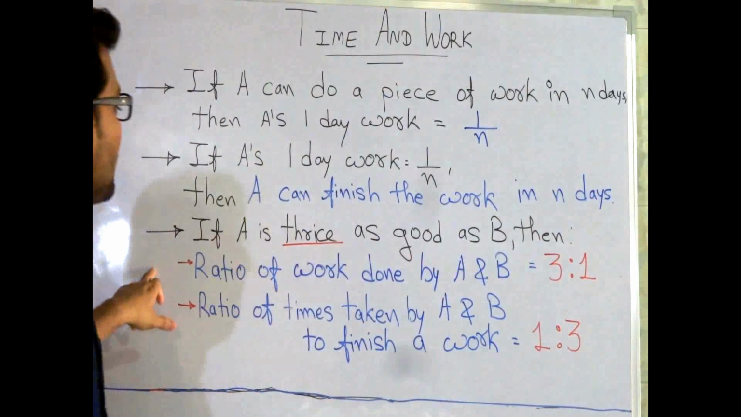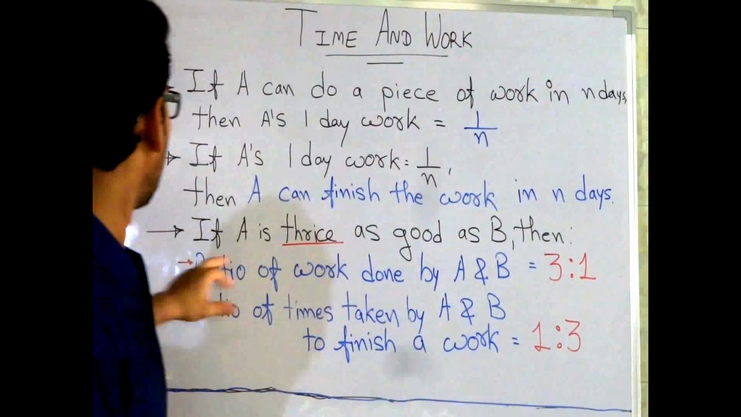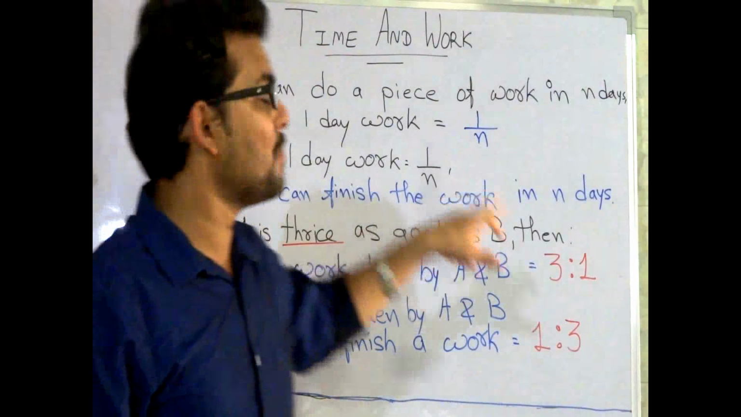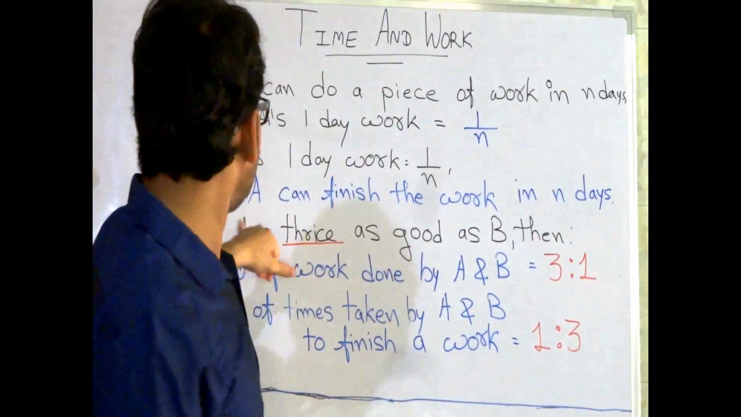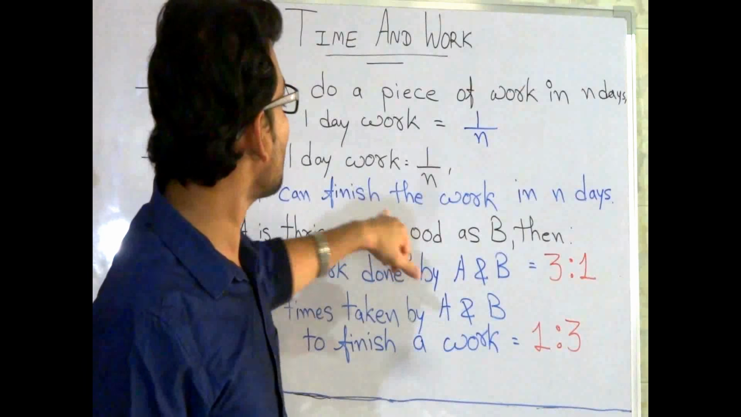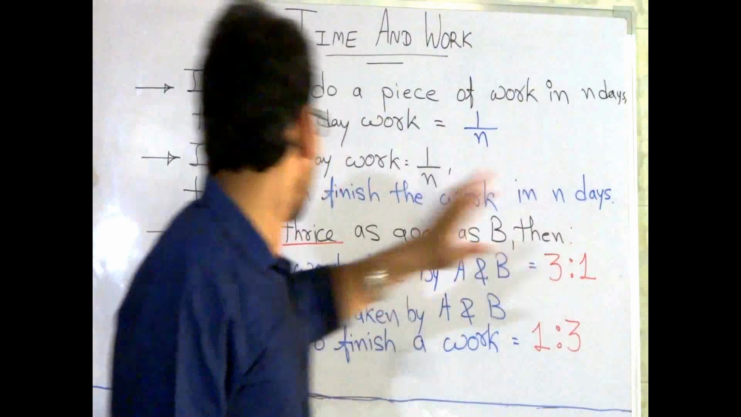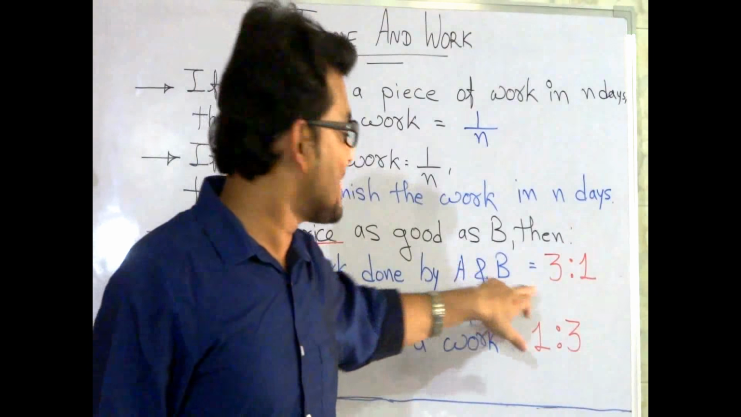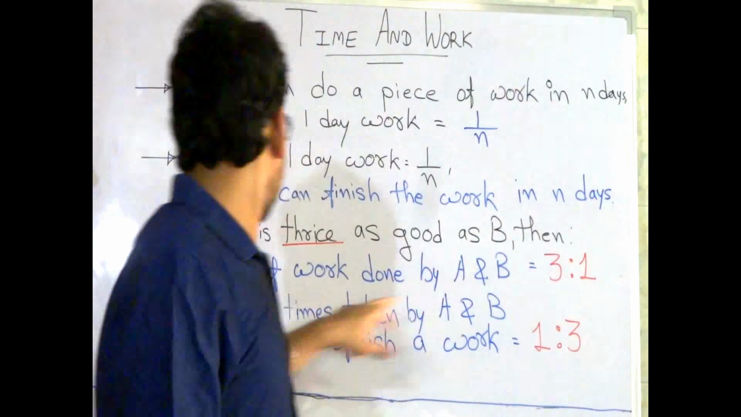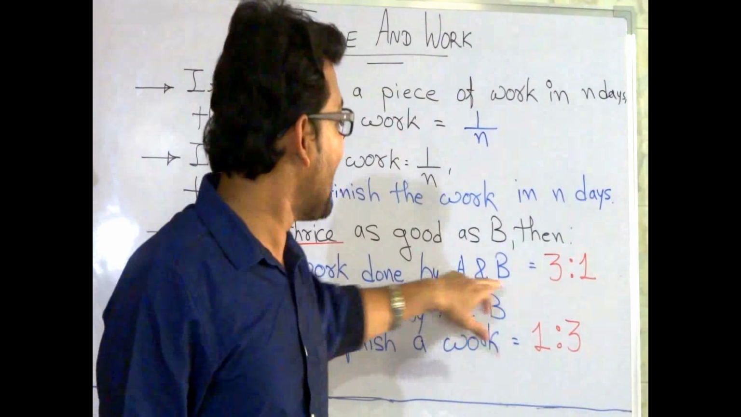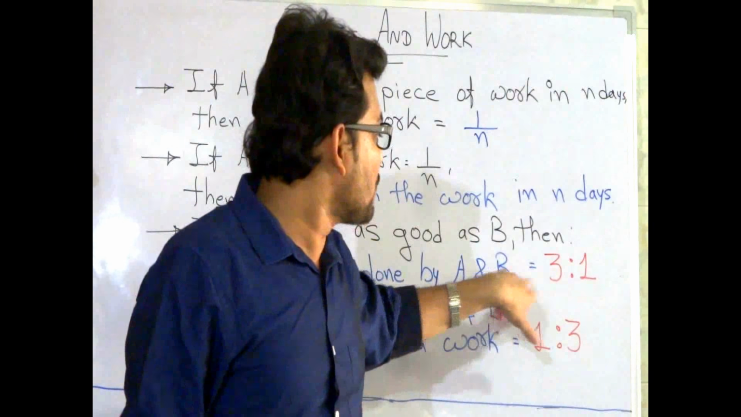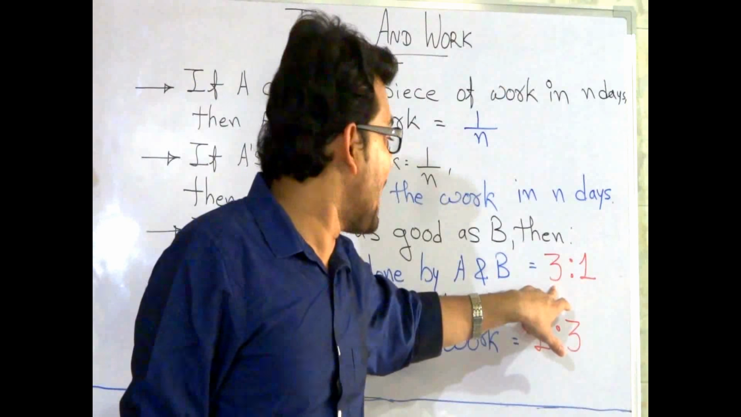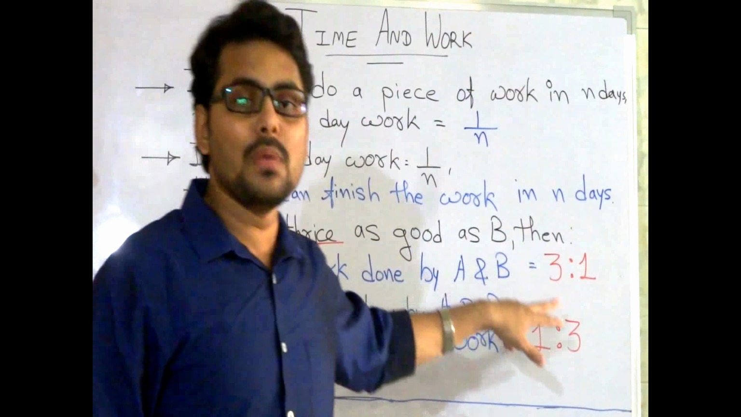And the last one is based on efficiency. If A is thrice as good as B, then the ratio of work done by A and B is 3:1. A's work is 3 and B's work is 1. Why? Because A is thrice as good as B.